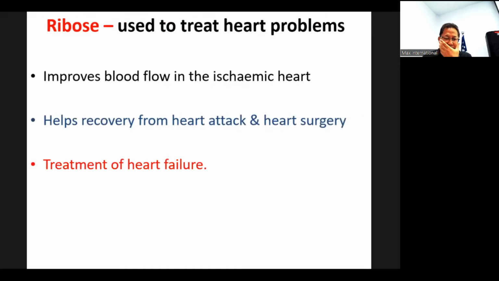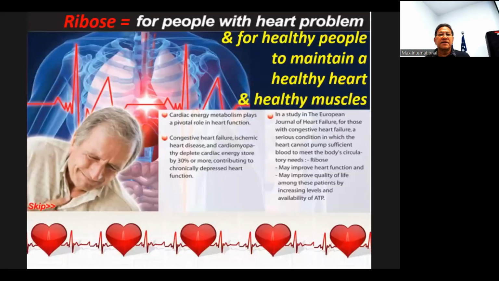And some cardiologists who believe in nutrition actually use ribose to treat heart patients, right? Either to help improve their heart, especially the ischemic heart, or help recovery from heart attack and heart surgery, and also in the treatment of heart failure. But you don't have to wait until you have a heart attack or heart failure to benefit from ribose. Healthy people like us can also benefit from having extra ribose and extra ATP to help the heart function optimally.